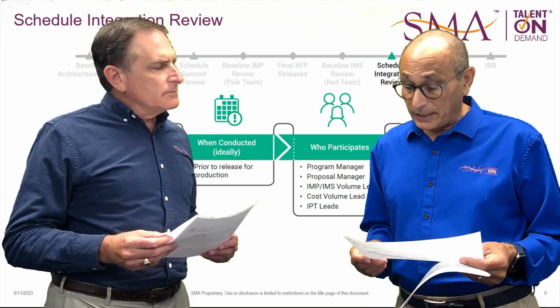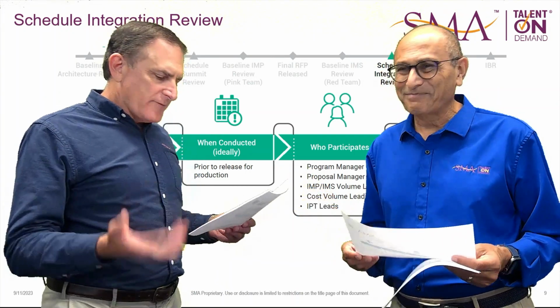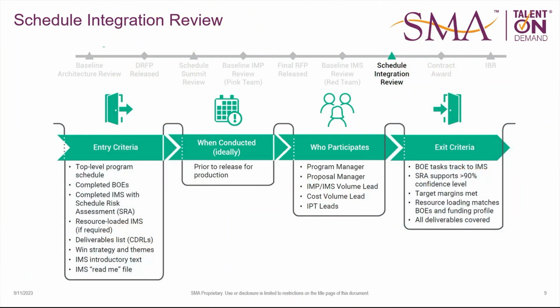All right. So I guess the exit criteria is all about having a final proposal at the end of the day, right? That's right. You've got to have your BOEs that track to the IMS, an SRA with 90% confidence, target margins, and this is always a hot topic as well. Whether your company allows for schedule margin or not, you should have an idea of where that is, because ultimately you're going to either replace it with some sort of activities that you're going to be conducting, or you're going to hold that margin, which I'm actually in favor of doing.